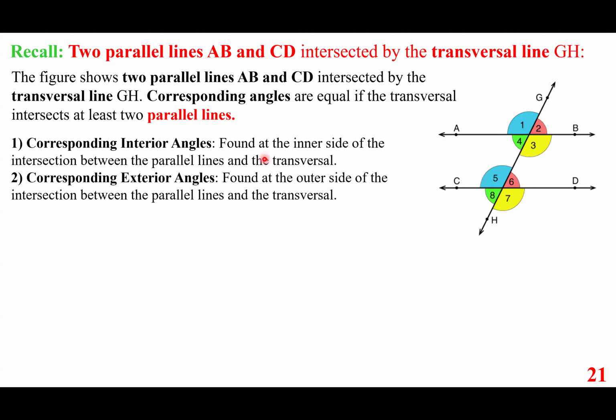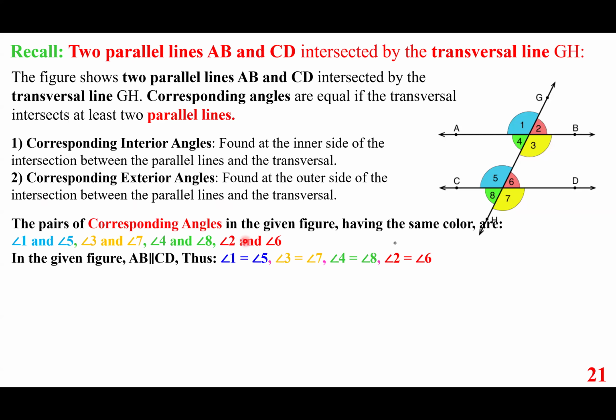Corresponding interior angles are found at the inner side of the intersection between the parallel lines and the transversal. Corresponding exterior angles are found at the outer side of the intersection between the parallel lines and the transversal. So the pairs of corresponding angles in the given figure having the same color are 1 and 5, 3 and 7, 4 and 8, 2 and 6.